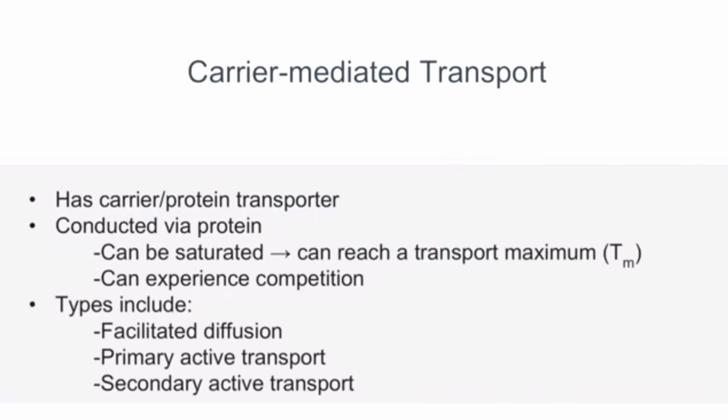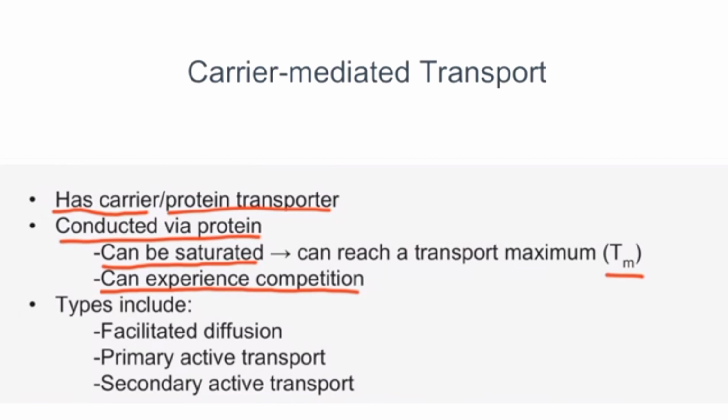So now let's talk about carrier-mediated transport. If transport is carrier-mediated, that means it has a carrier, which means there is a protein transporter. Now, it's very important to recognize that it is conducted via a protein, which means that it can be saturated, meaning that transport can actually reach a maximum, or TM, transport maximum. Also, because it is a protein, the transporter can experience competition.